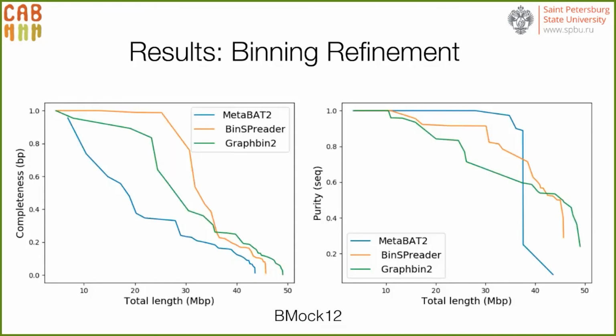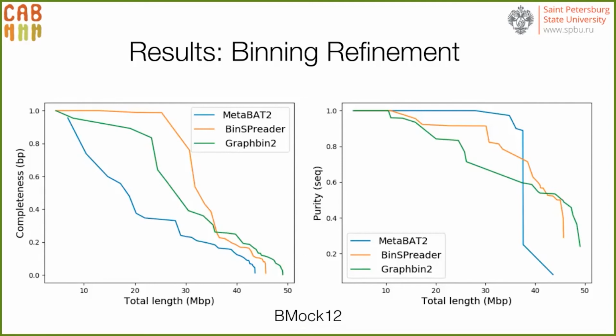So here are purity and completeness plots for individual bins, which also consider their length. Basically, what happens on the left plot is that we sort bins in the descending order of completeness, and the x coordinate of the nth point on the plot corresponds to the total length of the first n sorted bins, while the y coordinate of the nth point corresponds to the completeness of the nth bin. On the right side, there is the same plot for the purity.